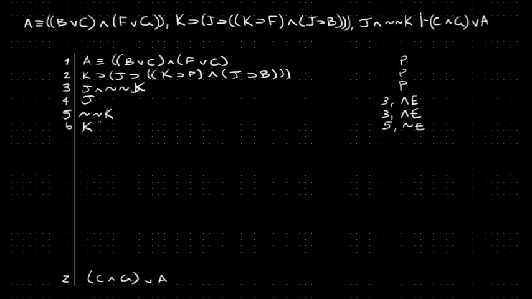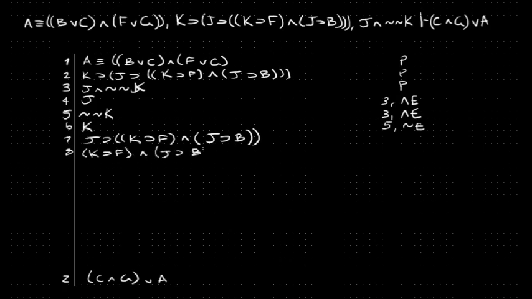So now I have J and K. K is the antecedent of this large conditional statement. So I know I'll be able to get on line 7 the consequent J, then K, then F, and J, then B. And I've also got J, so I know I can get this. So on line 8 I can get K, then F, and J, then B.